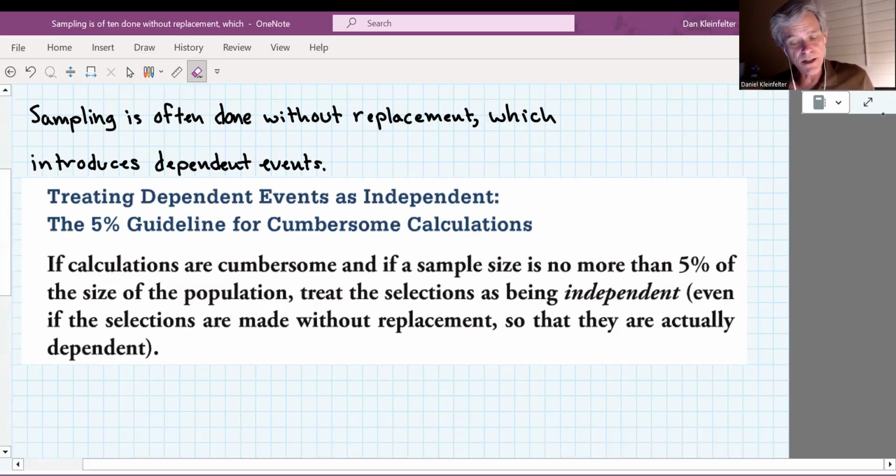And the deal is, if the calculations are cumbersome, that is difficult, and the sample size is no more than 5% of the population, we can treat the selections as independent, even if the selections are made without replacement, so that they're actually dependent. So in the grocery store example that I gave, the assumption is that the 1 or 2 people that you might poll are going to be less than 5% of the total population. In the earlier example where we were picking 2 light bulbs out of a box of 12, the sample size is going to be larger than 5%. So we wouldn't want to treat that as independent.